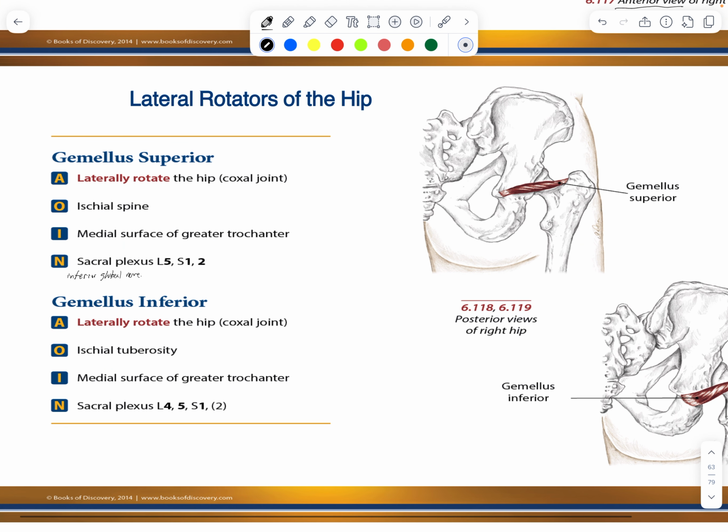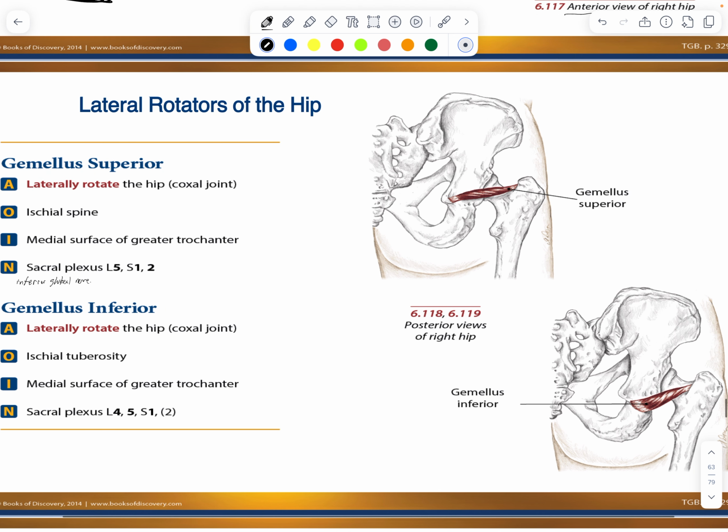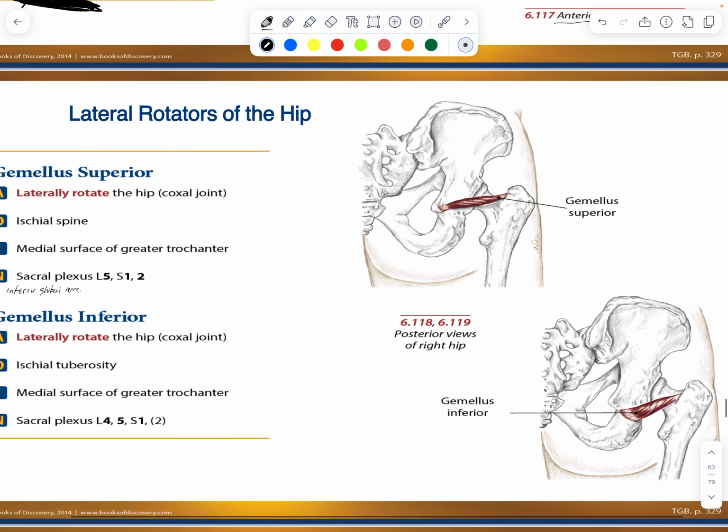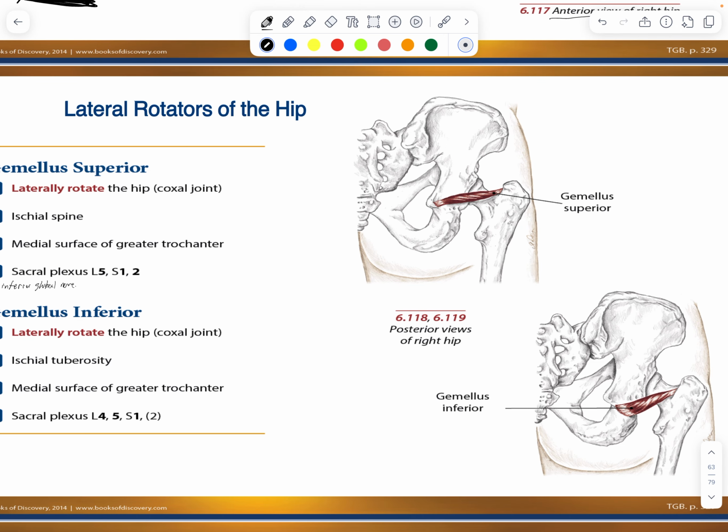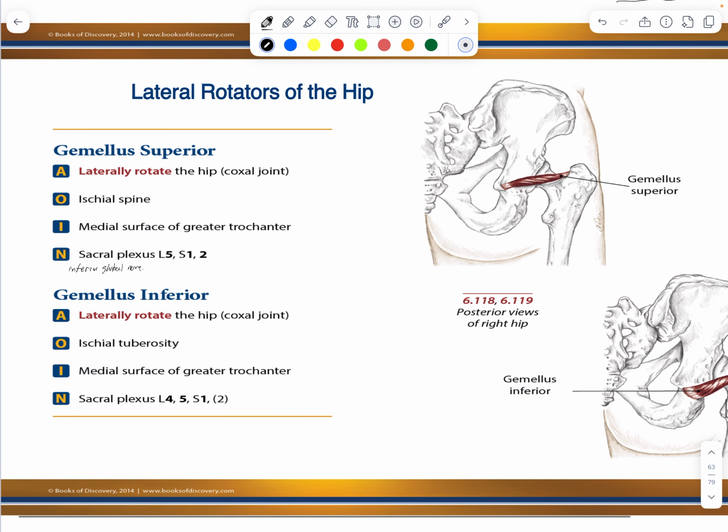Okay. Let's look at the gemellus superior and inferior. So, superior, what do you know? It's the superior muscle, looking at this diagram. And it seems like the gemellus superior inserts at a superior position. So let's get into it.